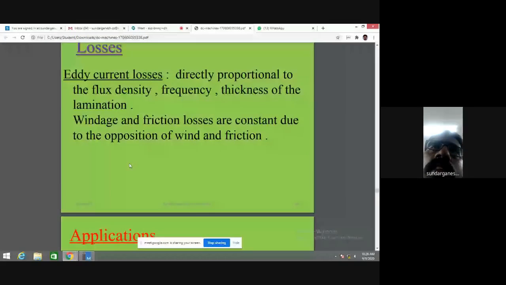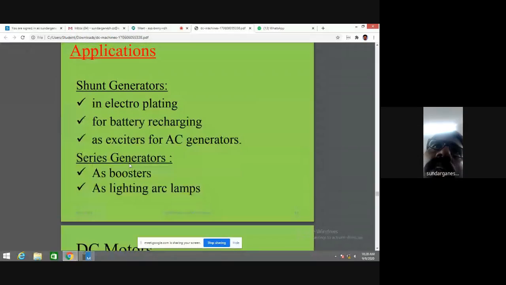So, applications of these DC generators: shunt generator, series generator, and compound generator. In the afternoon class, we will see the connections, then the EMF equation, and we will solve some problems on DC generators.